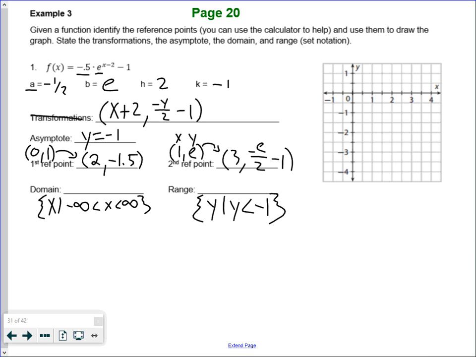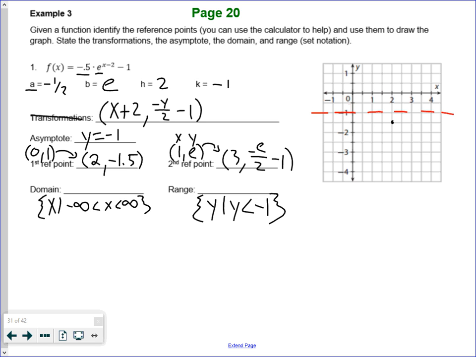All that's left is to graph our function. So the first thing we're always going to graph is our asymptote, y equals -1. And now we're going to plot our 2 points. We have 2, -1.5. That's going to be right about there. And next we have the point 3 comma negative e over 2 minus 1.